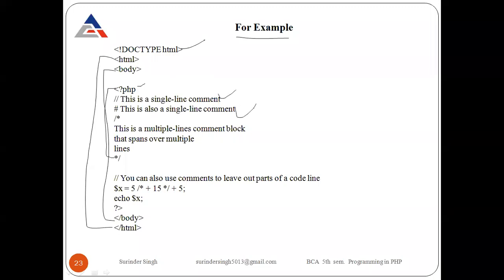Here is a single line command, and here is a multi-line command. Then you can also use commands to leave out parts of the code of a code line. This is a multi-line command we use here. Only this 15 is covered in the command. It depends on the requirement. Where you need a command, you can specify. Here echo, here is the X variable. A variable is declared by using the dollar sign.